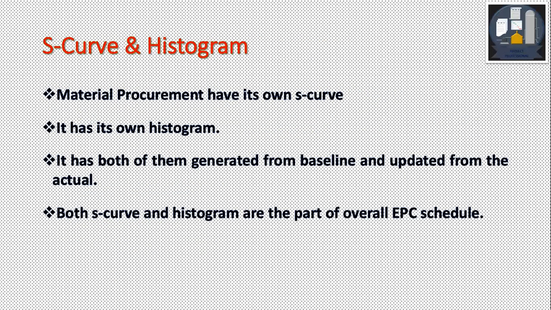Then a curve and histogram like other phases. This phase also has a curve and histogram. Material procurement has its own S-curve and its own man-hour histogram. Both are generated from the baseline, like any other phase of the project, and updated from the actual. Both S-curve and histograms are part of the overall EPC schedule.